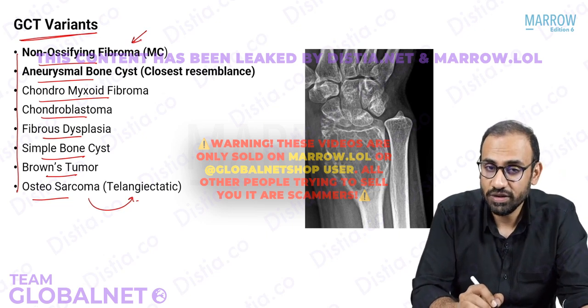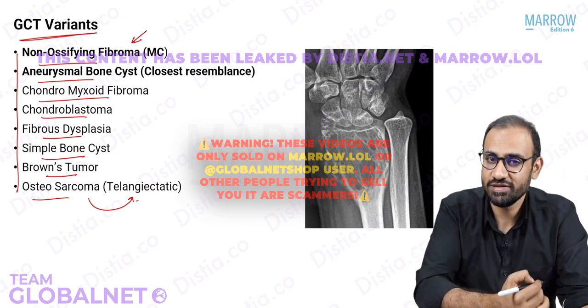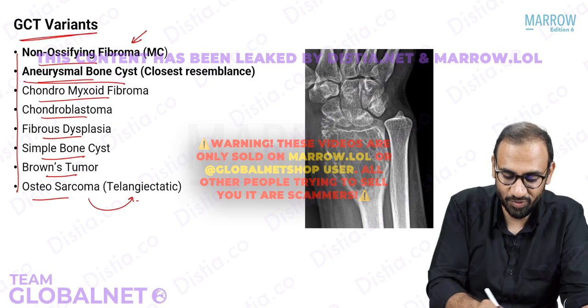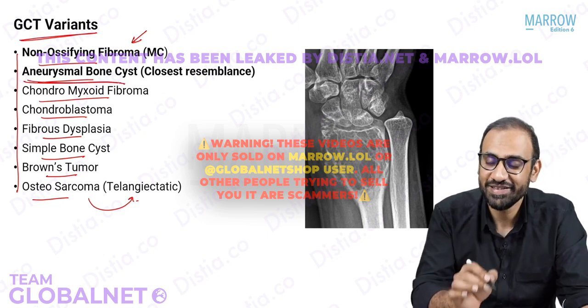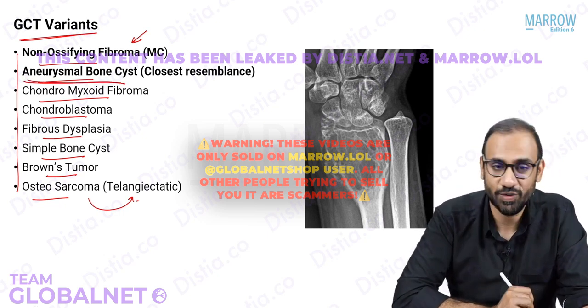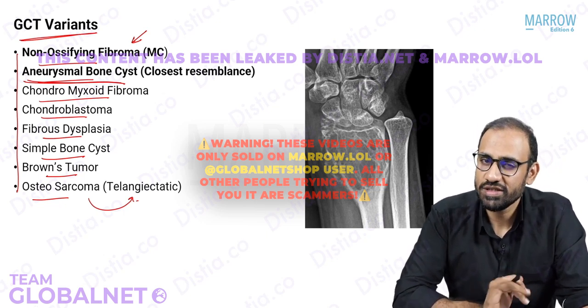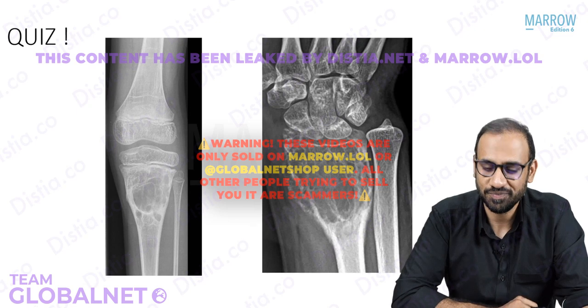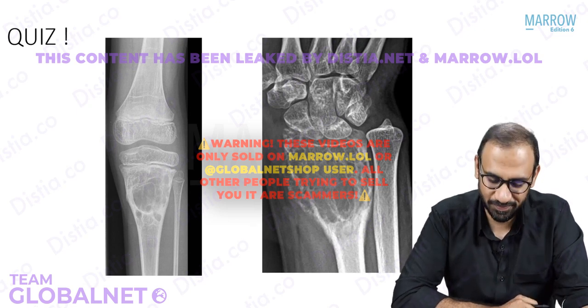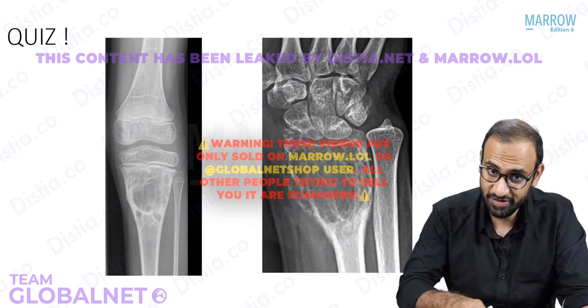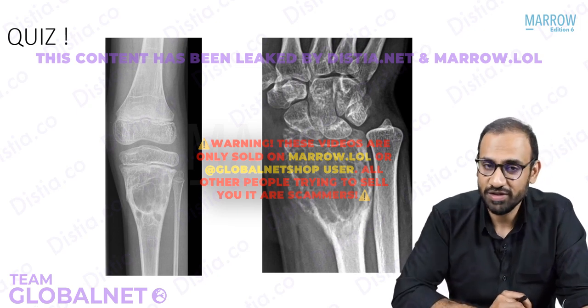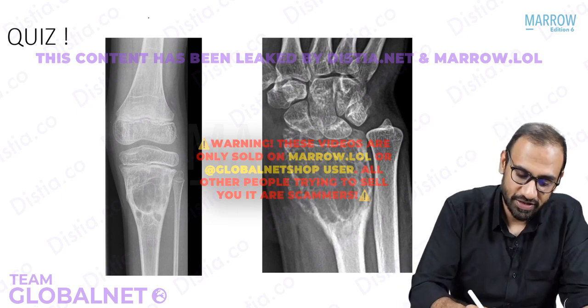And the tumor that has the closest resemblance to giant cell tumor is aneurysmal bone cyst. Please remember, the treatment is also the same, extended curettage. And if you pay attention, they almost look the same. So look at this now and tell me which is which. If you can answer this, then I'm confident you will be able to answer a lot of questions in the exam. So look at this X-ray.